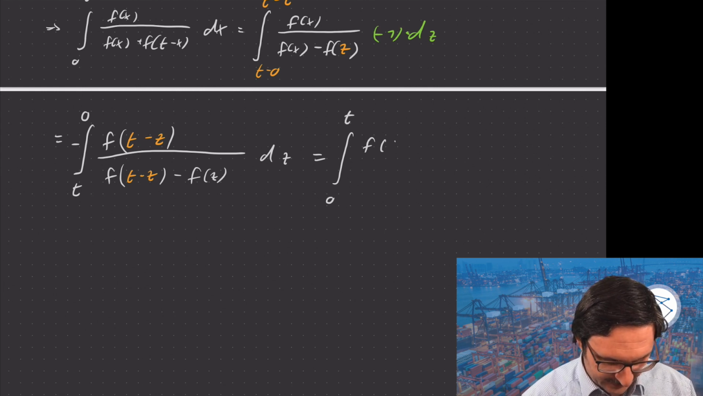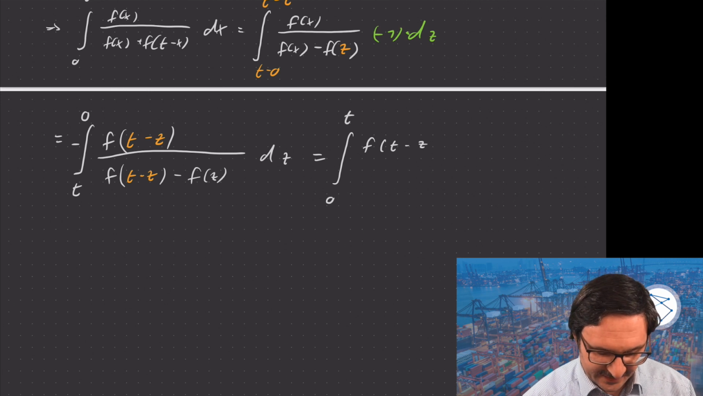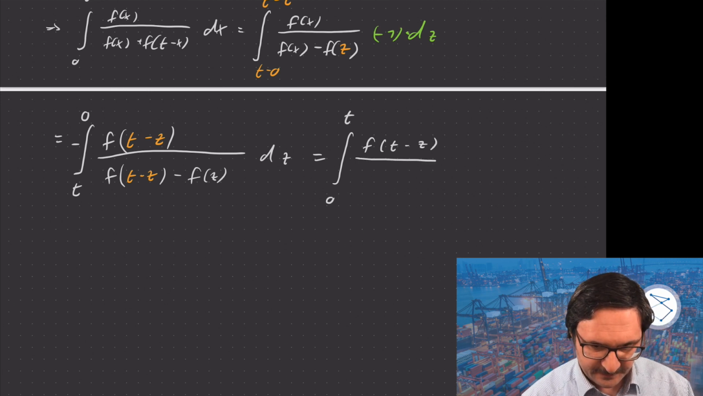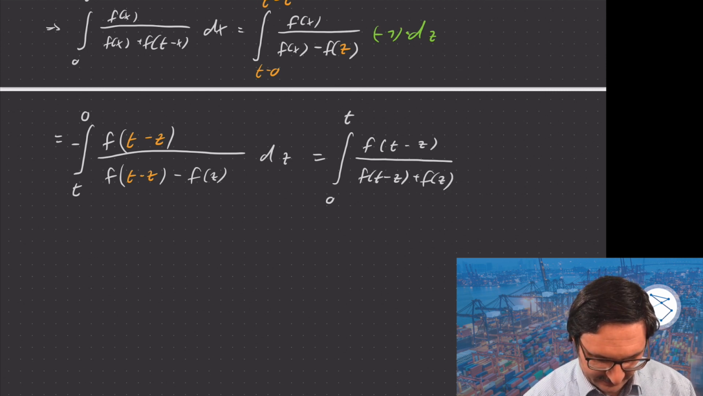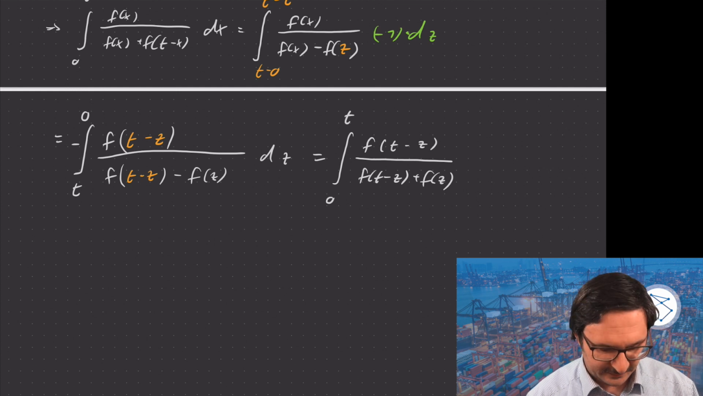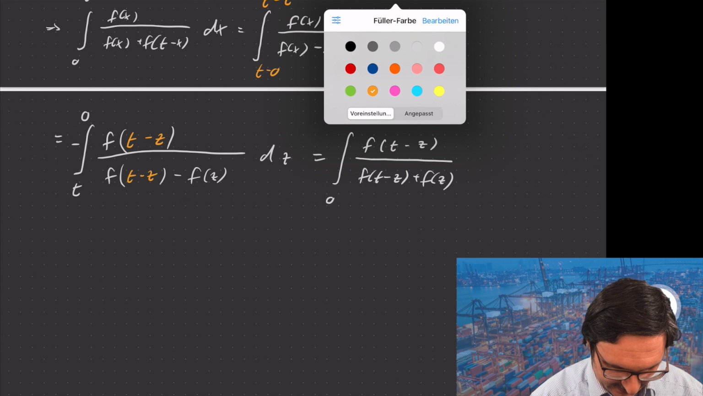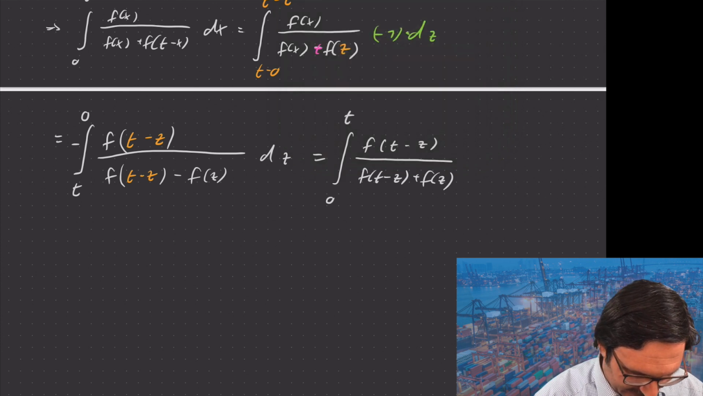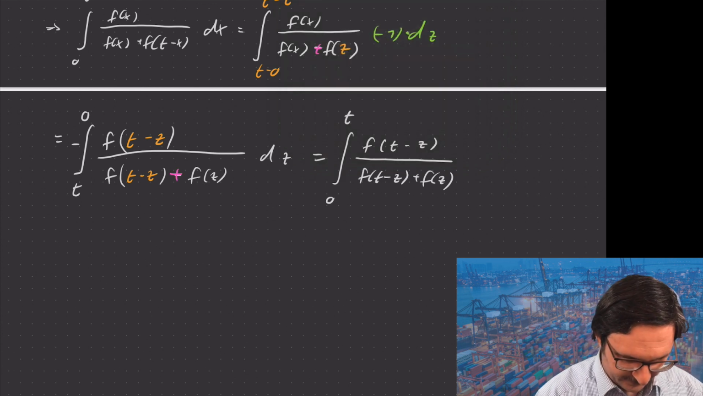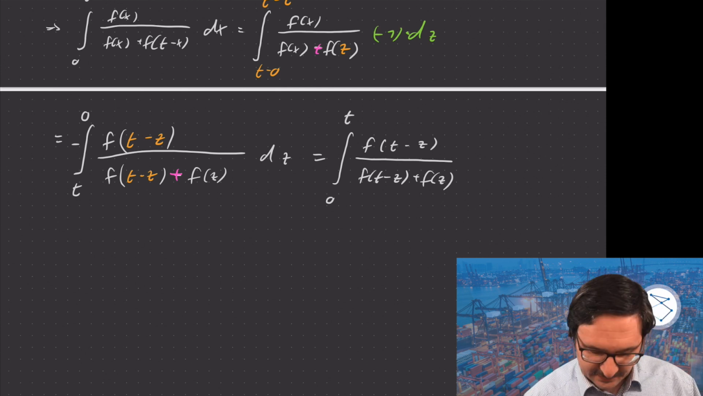f of t minus z over f of t minus z plus f of z. And somewhere I mixed up that denominator, right? I'm sorry. So of course that should be a plus everywhere. dz.